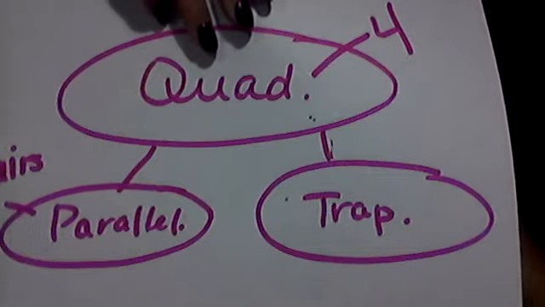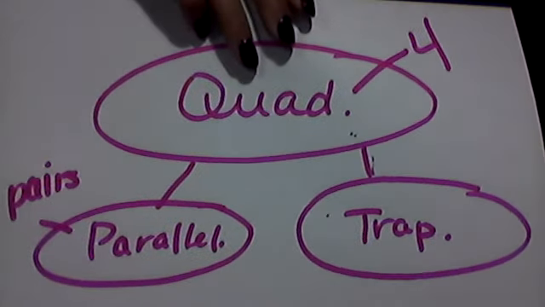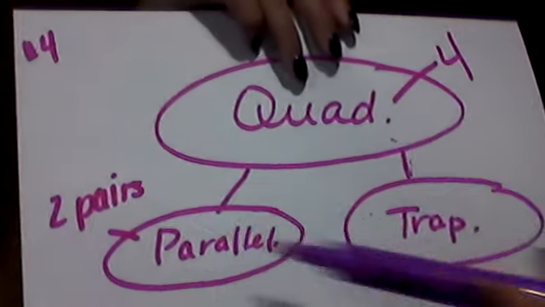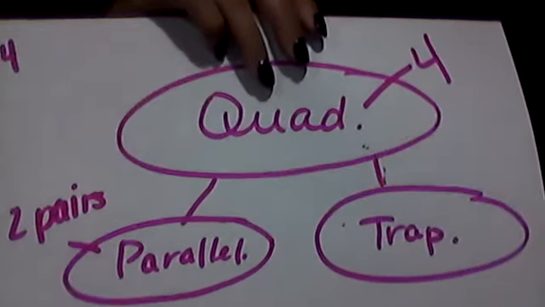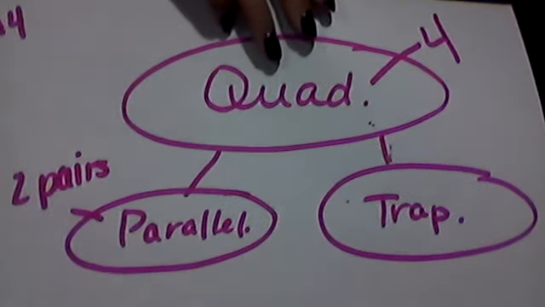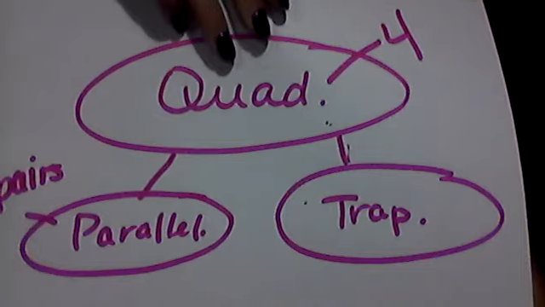H says all squares are trapezoids. Okay. First of all, nowhere on here does it talk about squares. So that automatically tells me that answer choice H is out as well.